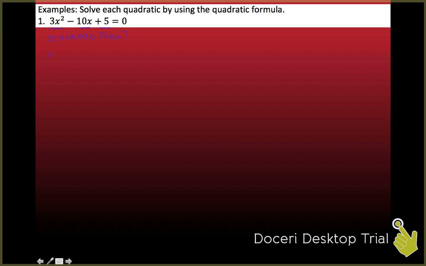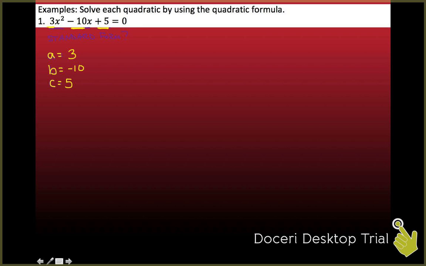Then you want to ask yourself, what is a, what is b, and what is c? And I'm going to change my color here so we can see a little better. So a is what's in front. In this case, it's 3. b is what's in front of just the x term, so this is negative 10. And c is going to be whatever's on the end there. In this case, it's a positive 5.